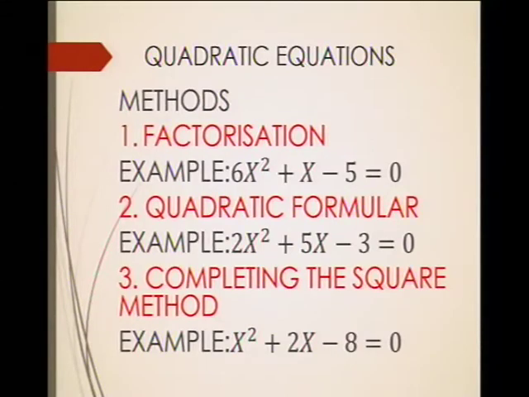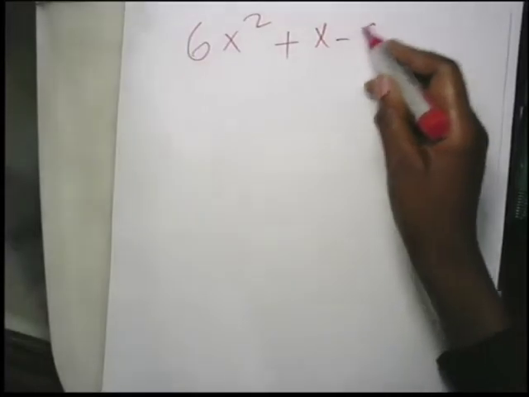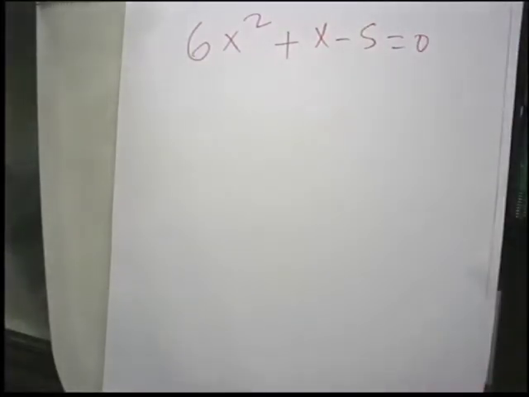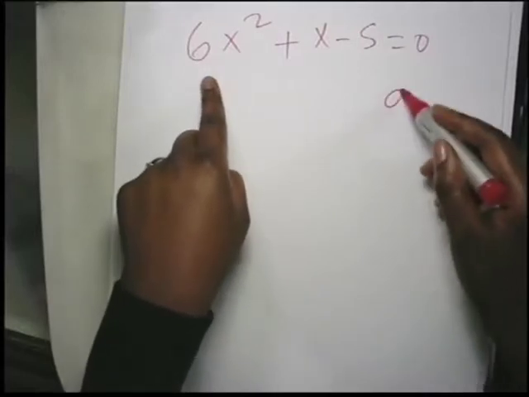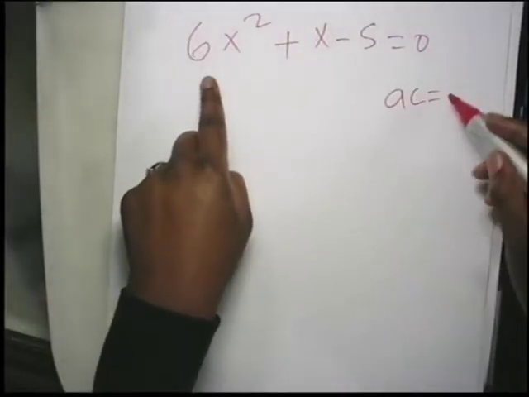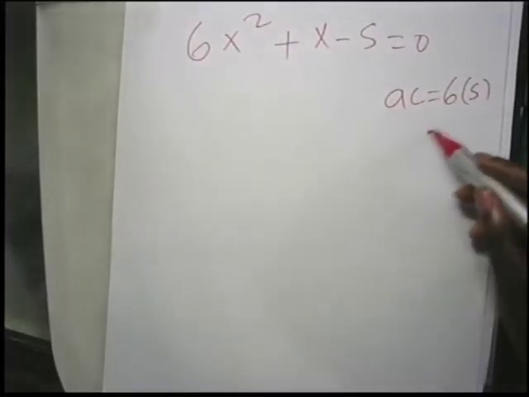Okay? So, the methods of solving, we have factorization, we have the quadratic formula, and we also have the method of completing the square. Now, how do we use factorization? Factorization depends on the type of quadratic equation you are given. For example, this one, you are given 6x to the power of 2 plus x minus 5 equals 0, right? Now, since a is greater than 1, then for us to factorize this, first of all, we need to multiply our a with c. Our a is what? 6. Our c is what? 5. So 6 multiplied by 5, we get 30.